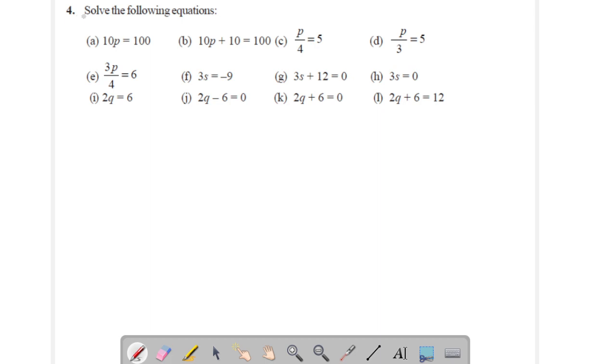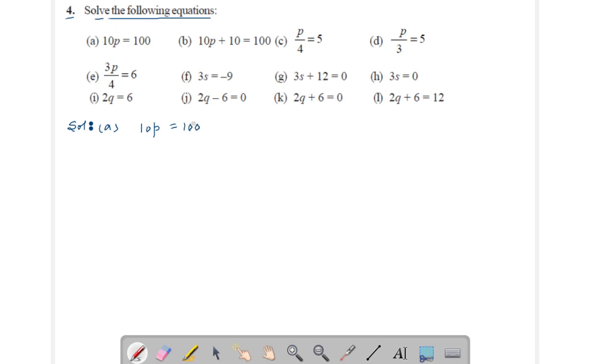Now come to question number 4. Solve the following equations. Say the solution. A part: 10p equal to 100.